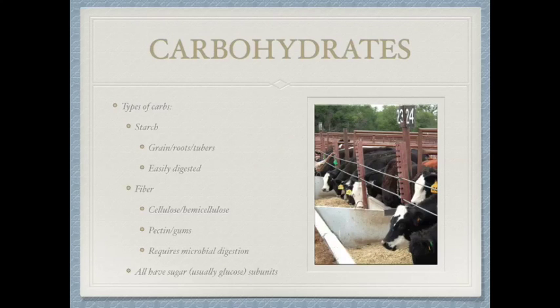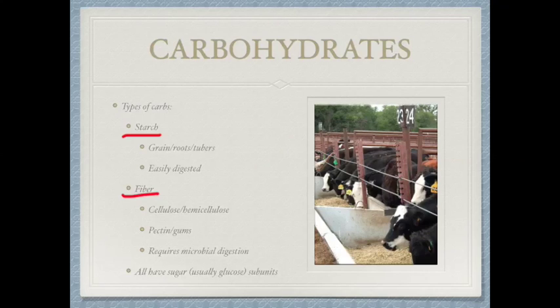There are two different types of carbohydrates that we utilize in animal feedings. The first is starch or sugars. The second is fiber. Starches and sugars examples are in cereal grains, roots and tubers like potatoes, radishes, parsnips, stuff like that. They are generally easily digested, usually are more energy dense because of their ease of digestion than fiber.